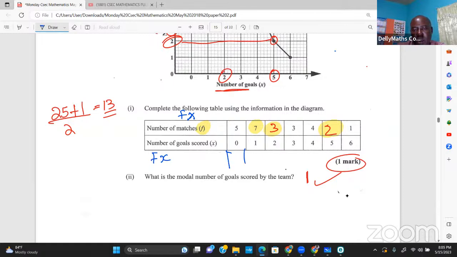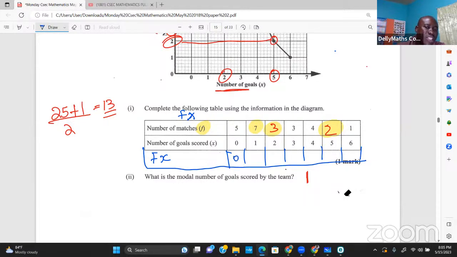So here we're going to put a number there, a number there, a number there. Let me clear this off. Then I put the numbers right below it, like I create an extra column here for that. So then 0 times 5 is 0. Agree? This is f, this is x. Let's multiply. 5 times 0, 0. 1 times 7, 7. 3 times 2, 6. 3 times 3, 9. 4 times 4, 16. 2 times 5, 10. 1 times 6, 6.